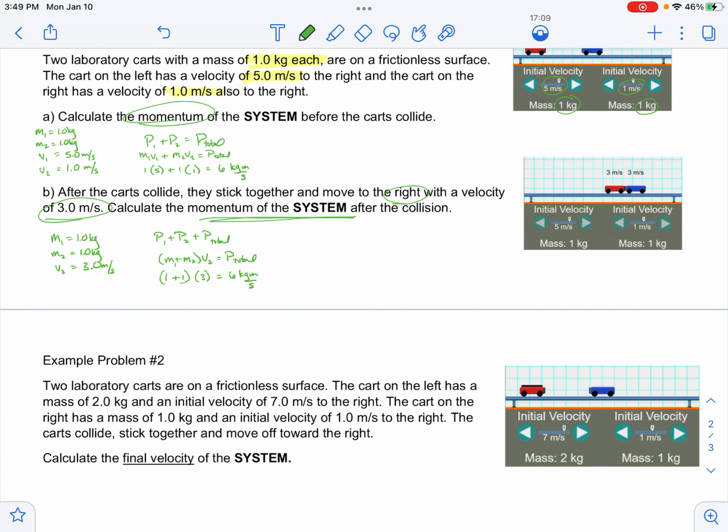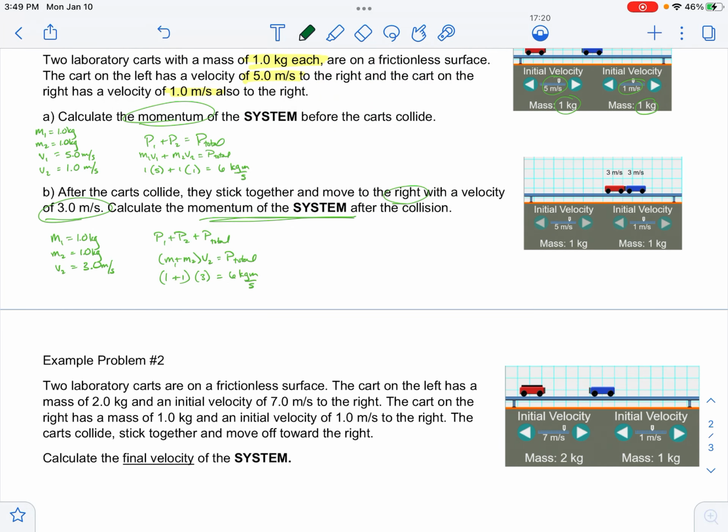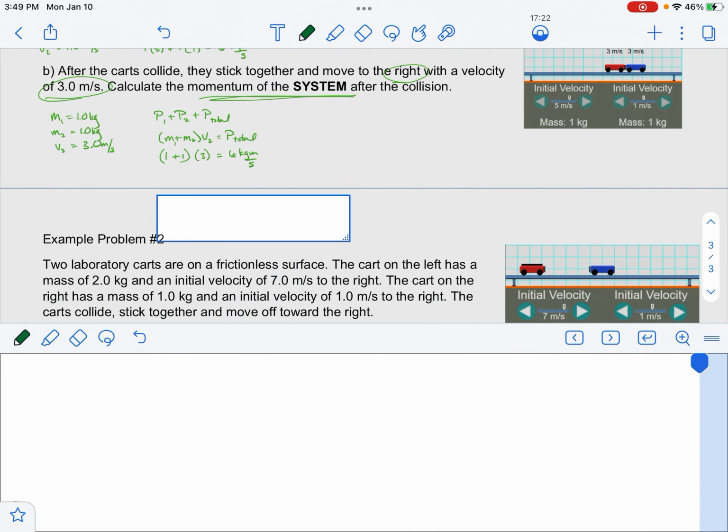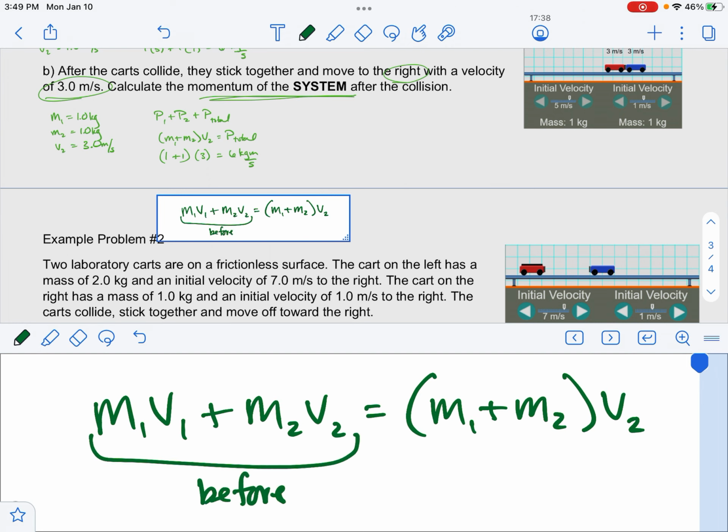So can we combine these then? Since these two formulas are equal to each other, can we just make them literally equal to each other? Of course we can. Let's see what that looks like. So if I write this out as one big formula, I get M1V1 plus M2V2 equals parentheses M1 plus M2 times V. That's the momentum of my system before, and here's the momentum of my system after, right? And those have to be equal to each other because of the law of conservation of momentum.